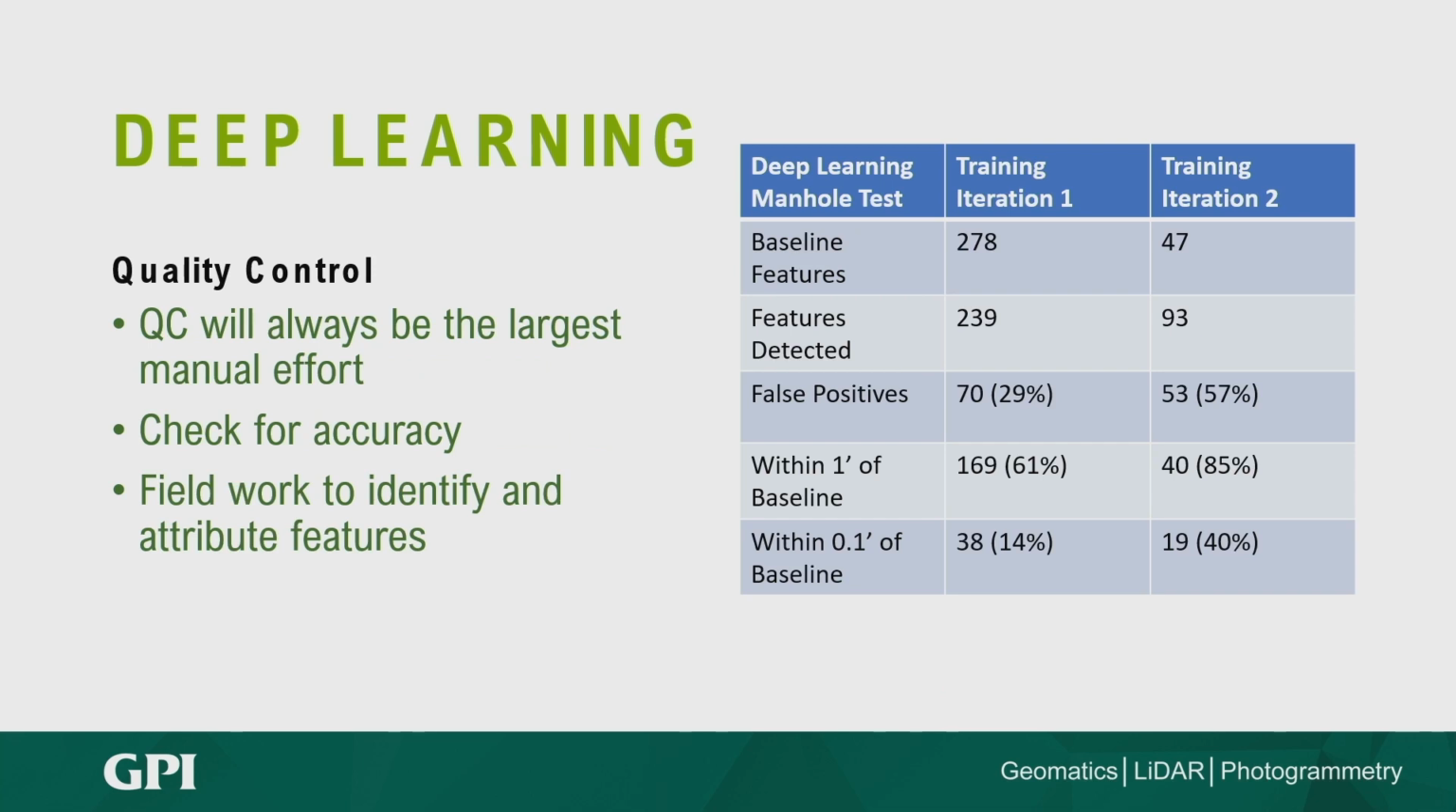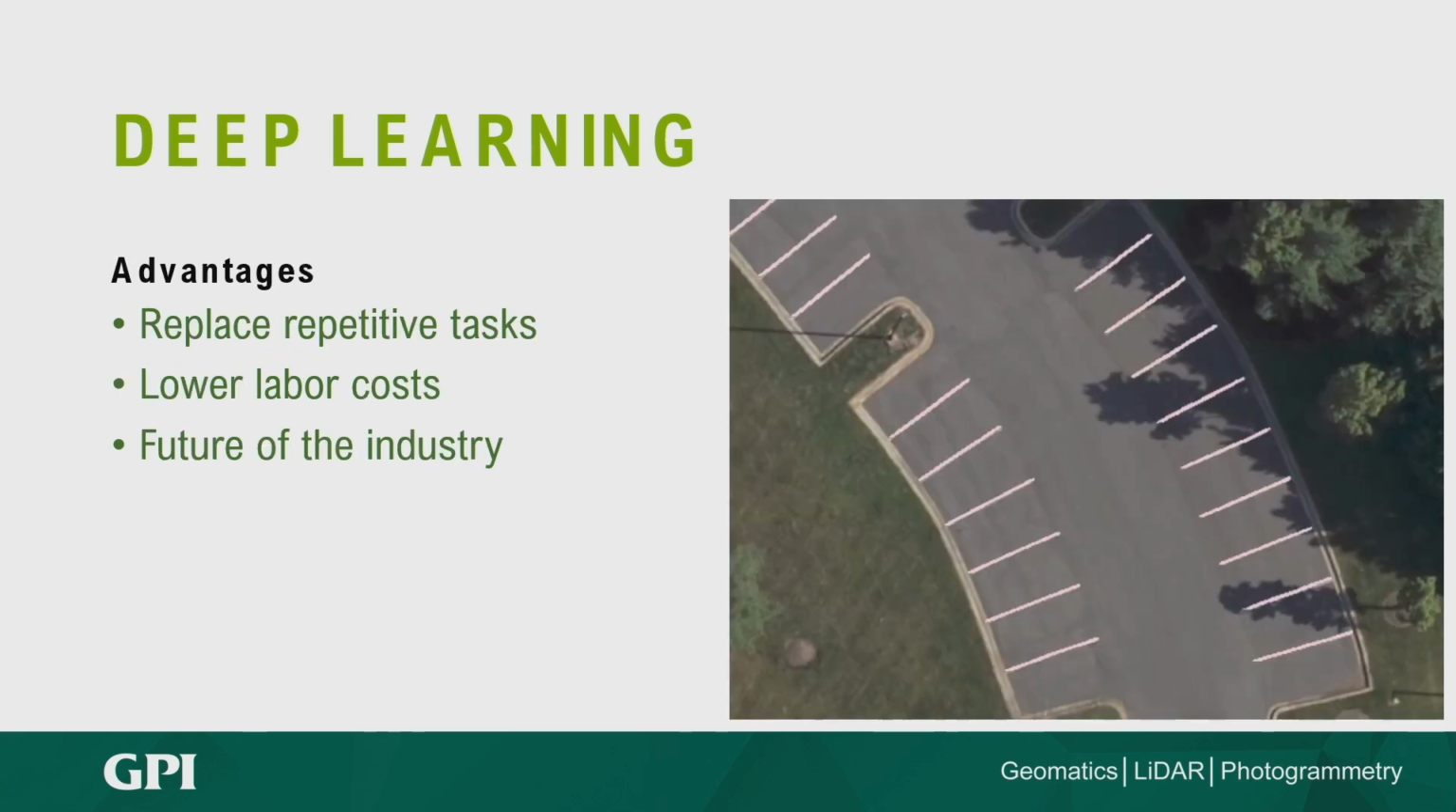This is just some more statistics about what I've been seeing between the two iterations. And then this is just another example of using the data, training it to find, say, paint stripes, linear features. This is a very repetitive task for a human being to go through and map all these features. So the AI is going to help alleviate that task, and let your experienced mapper do more technical QC type work.